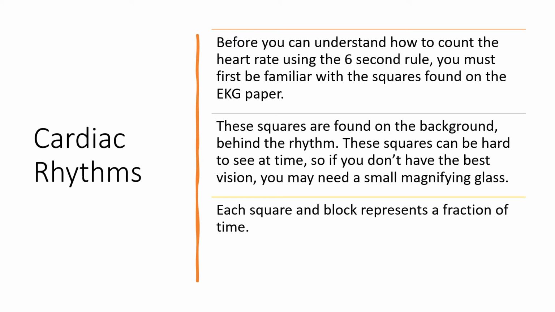Each square and block represents a fraction of time. So when you're looking at the atrium and the ventricle, we're counting the atrial and the ventricular rhythm. We're looking to see how long it's contracted or how long it's relaxed. We need to interpret what we're seeing on the rhythm with what's happening in the heart chambers.